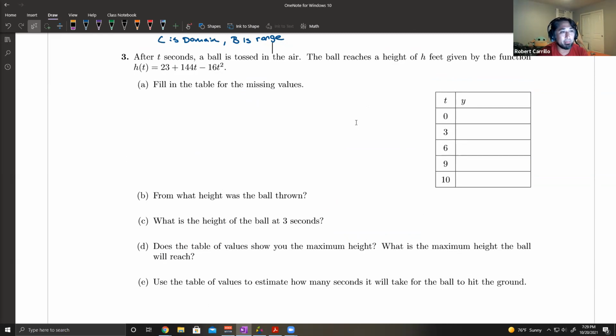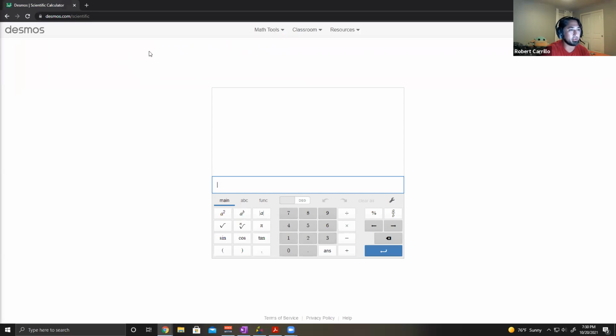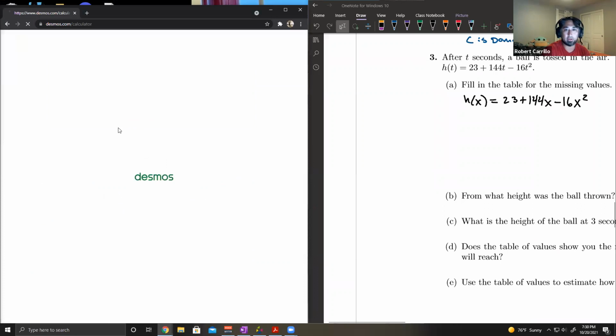Number 3. After t seconds, a ball is tossed in the air. The ball reaches a height of h feet given by the function h of t equals 23 plus 144t minus 16t squared. A, fill in the table for the missing values. Okay, cool. We're going to use Desmos for this. And when I use Desmos, I'm just going to rewrite the function as h of x equals 23 plus 144x minus 16x squared, because Desmos doesn't like t. I need to go to the other version since I'm making a table. We're going to type in that function.